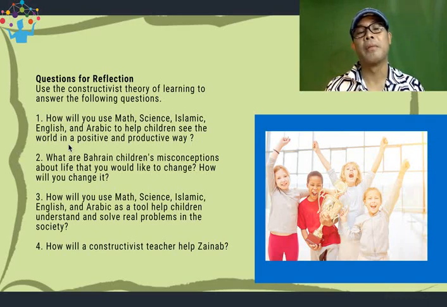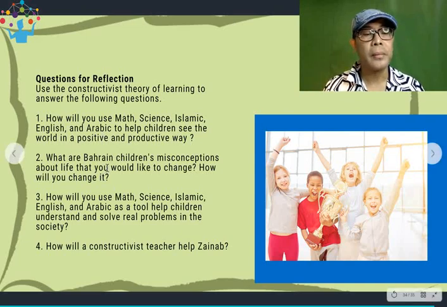And the second one is, what are the Bahraini children's misconceptions about life that you would like to change? So can you list down some misconceptions of children about life that you have to correct when they become your students in the future? And how will you change it? And the third one is, how will you use math, science, Islamic, English, and Arabic as a tool to help children understand and solve problems in the society?